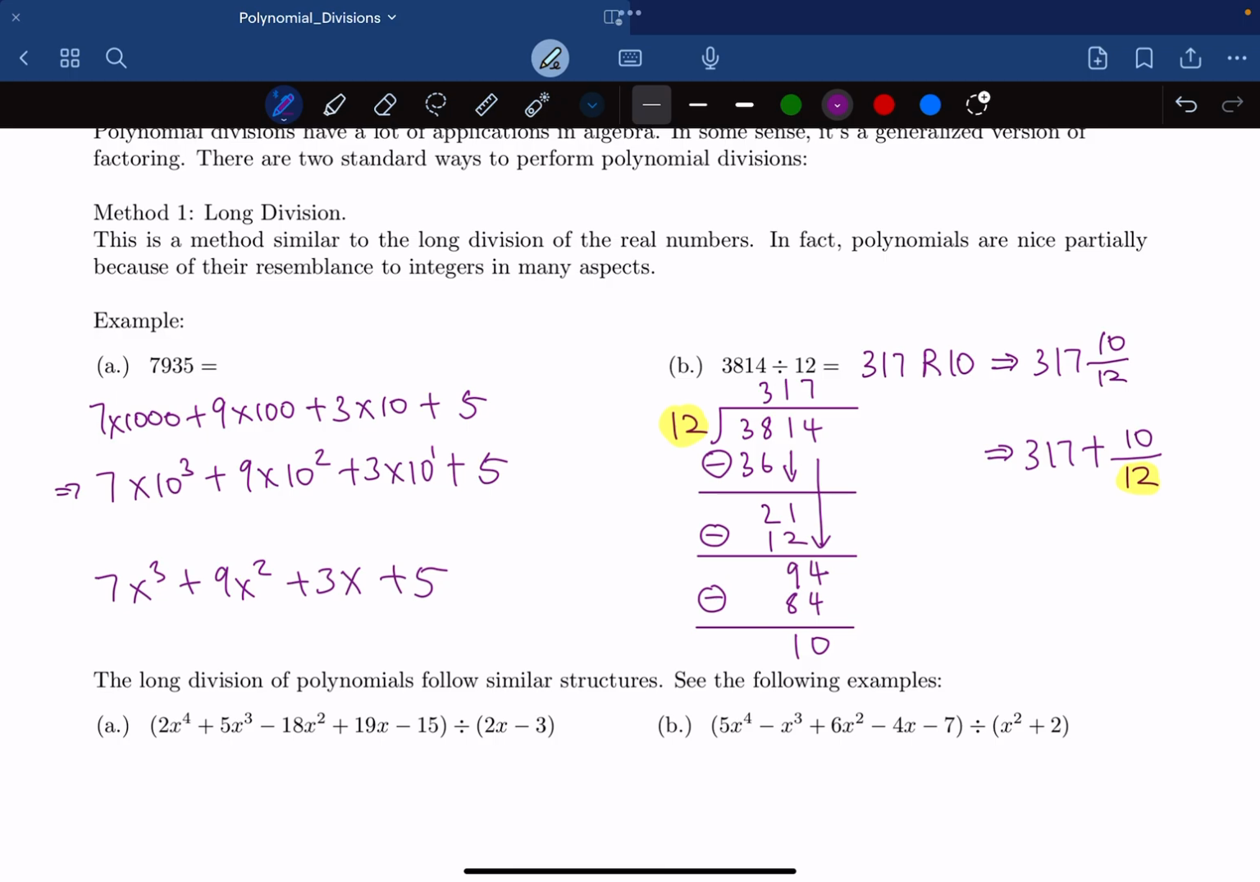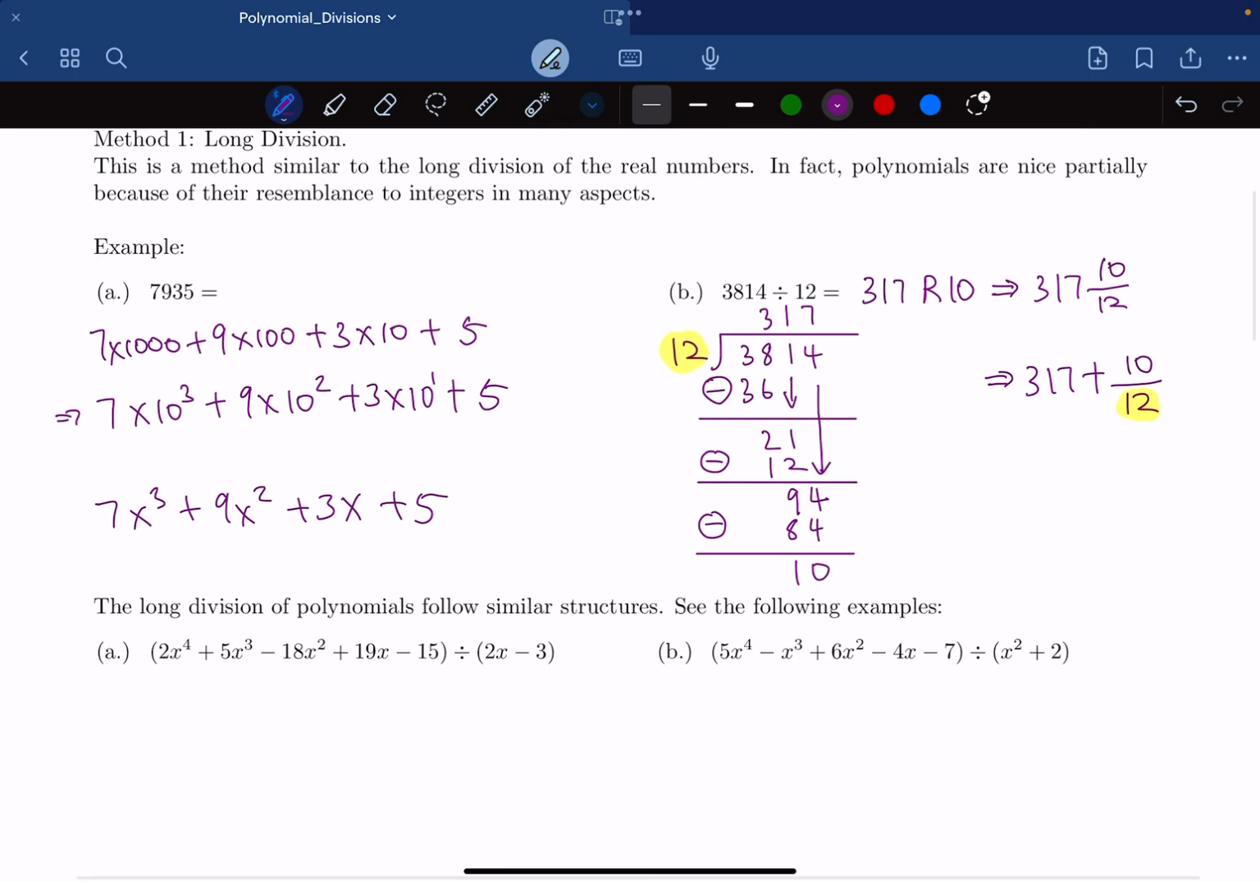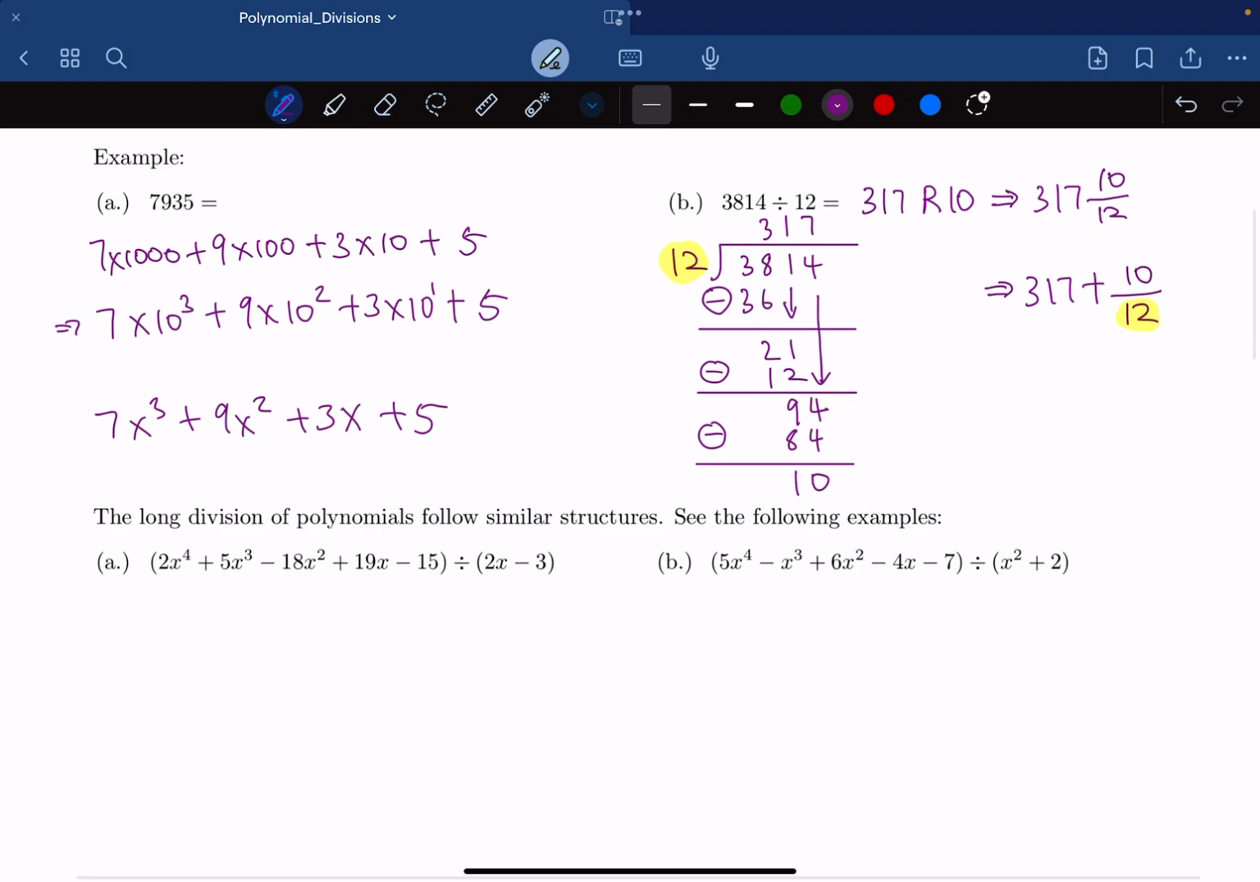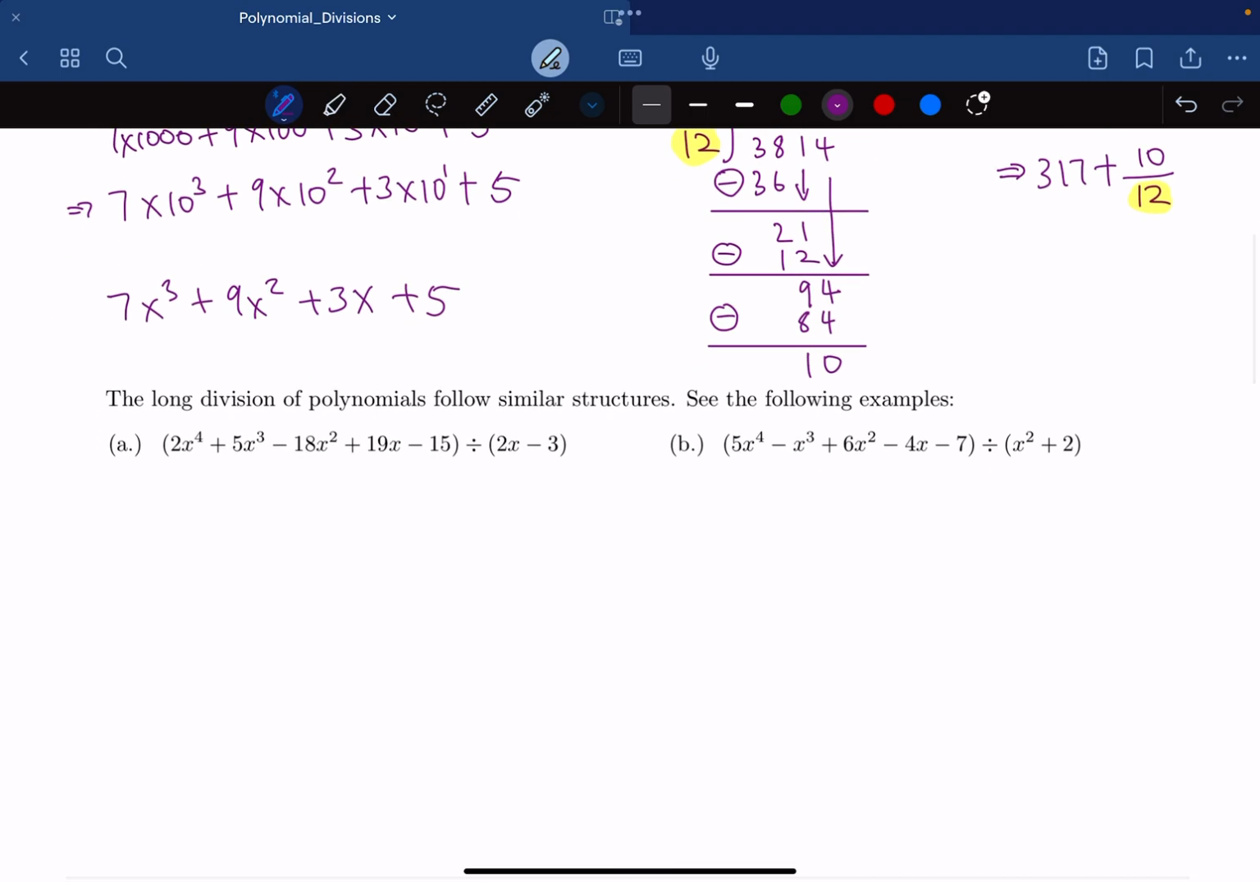So now, we remind ourselves what long division looks like with numbers. Let's take a look at long division with polynomials. And there is going to be a lot of resemblance. So we set up the polynomial long division in the same way. We write our long division sign here. On the inside, we put our dividend here. So 2x to the fourth plus 5x to the third minus 18x squared plus 19x minus 15.